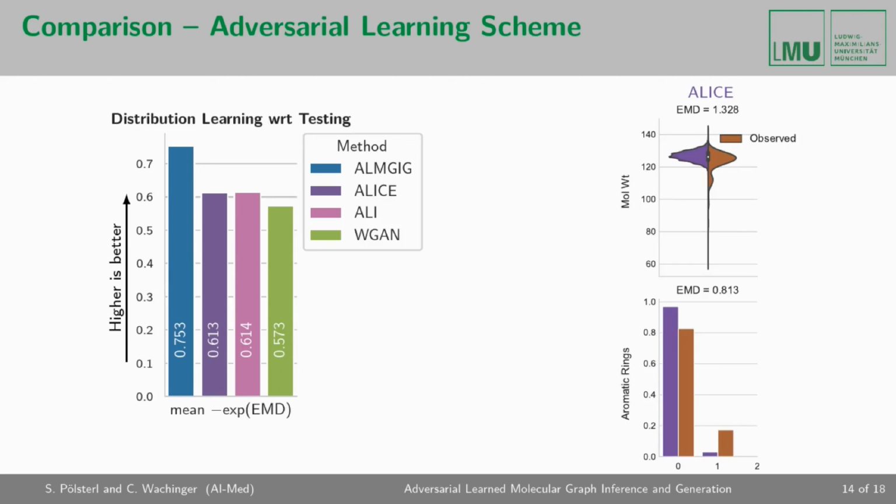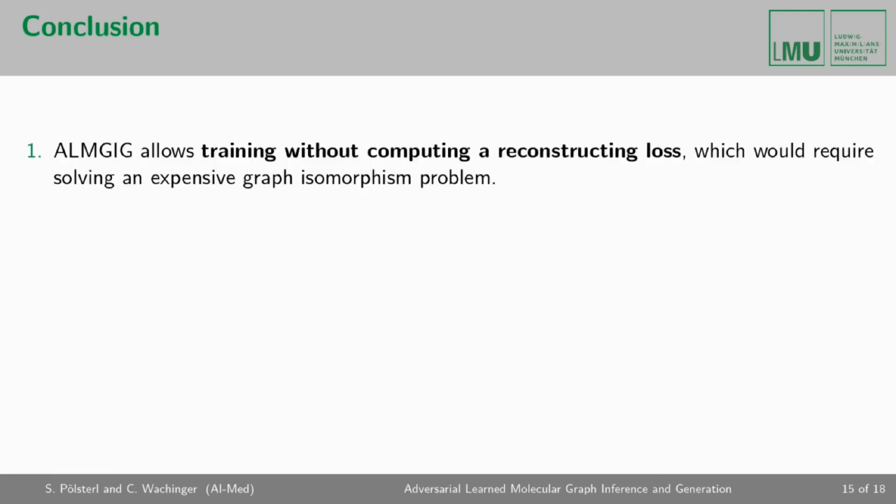If you want to understand why, we can have a look at individual distributions again. When looking at molecular weight for ALICE, which has no unary discriminator, we can see that it suffers from mode collapse. ALICE only captures heavy molecules with almost no aromatic rings.